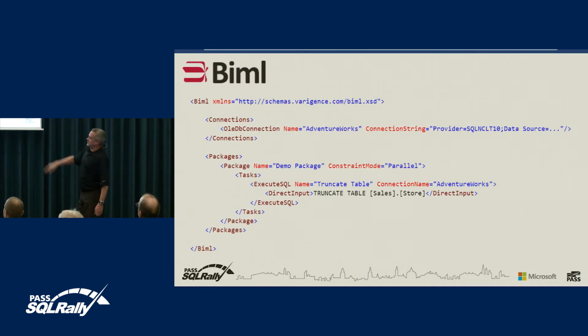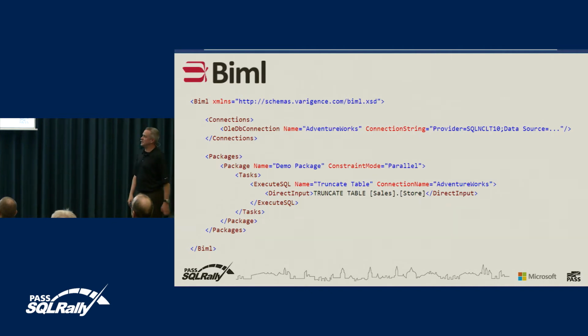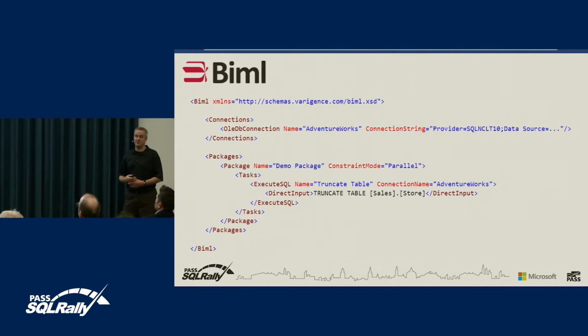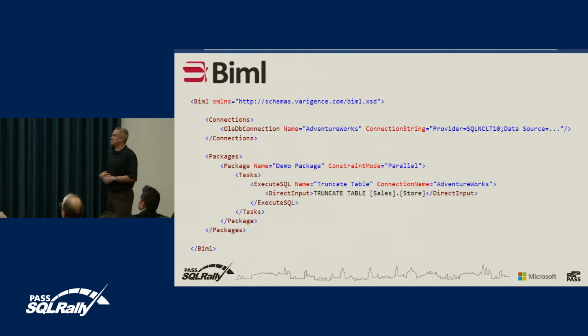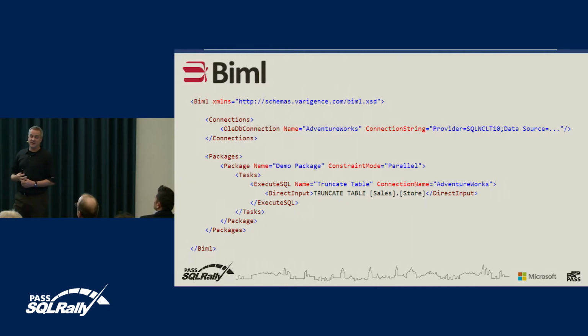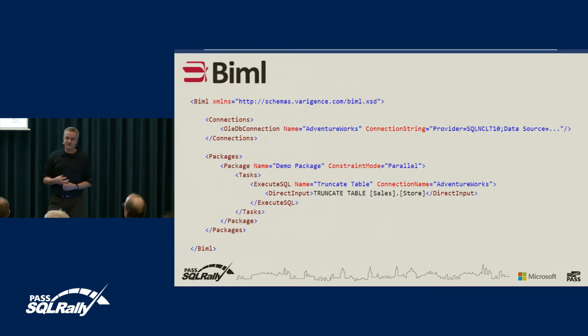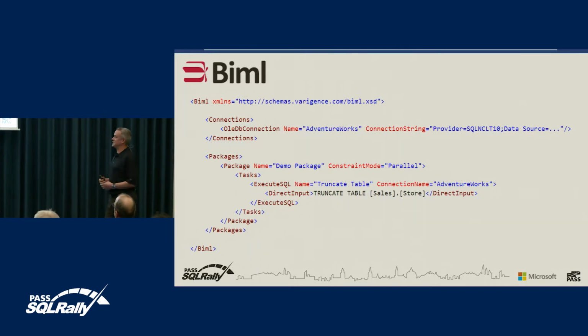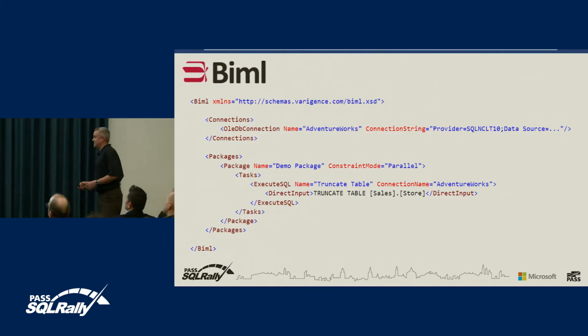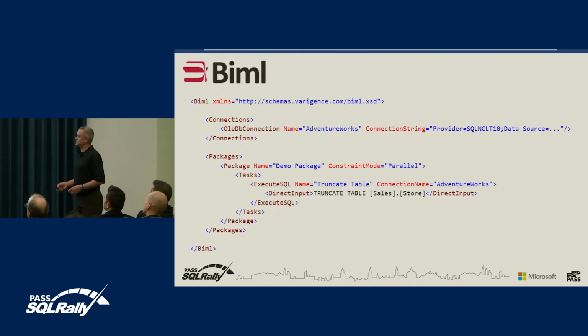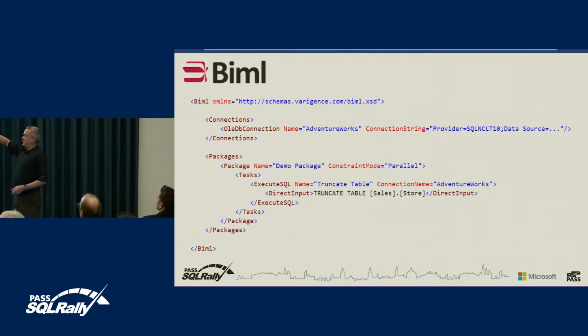So what does it look like? Here's an example of a Biml file that is Biml only, no Biml Script. And as you can see here, if you didn't understand Biml and you looked at that, you could probably figure out what's going on pretty quickly, right? It's not that complicated. There's not that many things out there. We can see that we have a package, and in that package we have an Execute SQL task, and that Execute SQL task is going to truncate a table. That's the nice part about Biml.